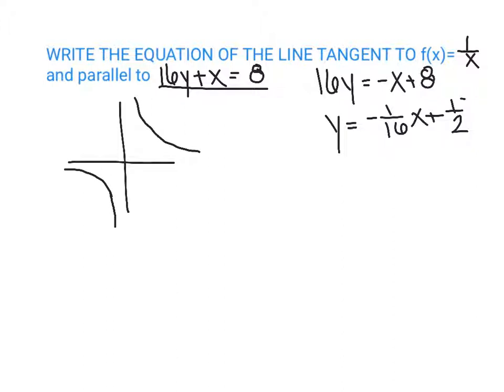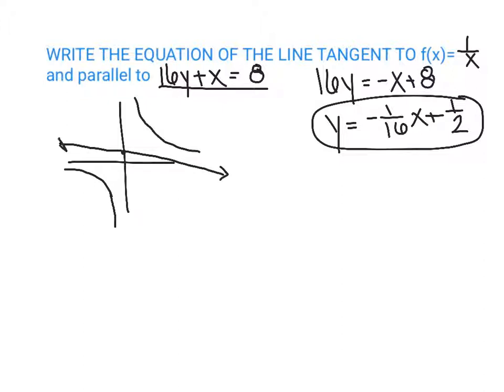Now if I try to graph this line right here, it's a tough one to graph. The y-intercept is going to be 1/2, and the slope is going to be a super slight negative, which is 1/16. Now this one's a very unique problem because there's actually going to be two tangent lines that are parallel to that one. I think there's going to be a tangent line right around there, and then there's going to be another one over on this side. So there's going to be two answers to this particular problem.